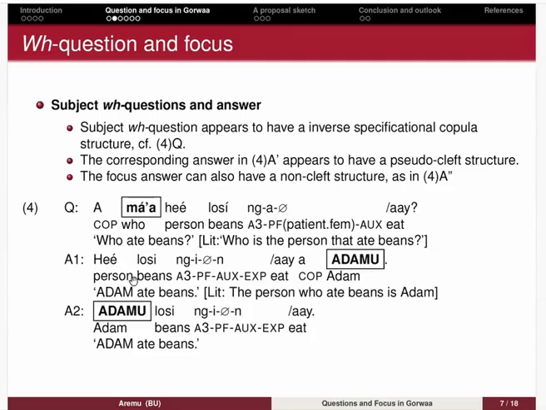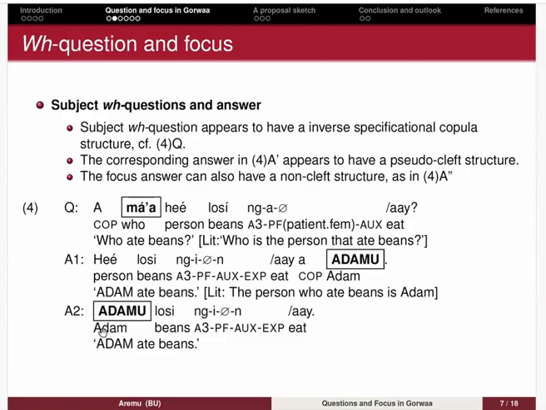And if you want to answer that question, you can answer it in 2 ways. So either you answer it with a pseudo cleft, because if you look at A1, the literal translation would be the person who ate beans is Adam, right? So the way you have it in English, the person who ate beans is Adam. Again, the fact that you have the copula preceding Adam in this case shows that you have a pseudo cleft where the focus is at the end of the sentence and is preceded by the copula, and then you have a relative clause in the initial position. So you have relative clause, copula, focus constituent.